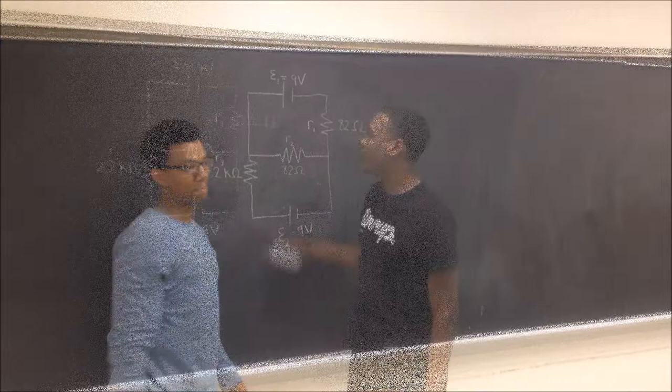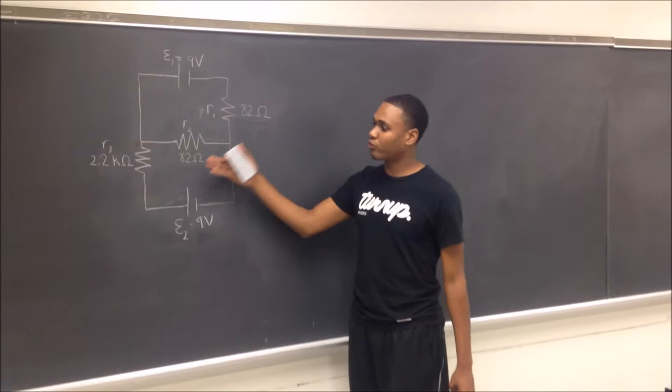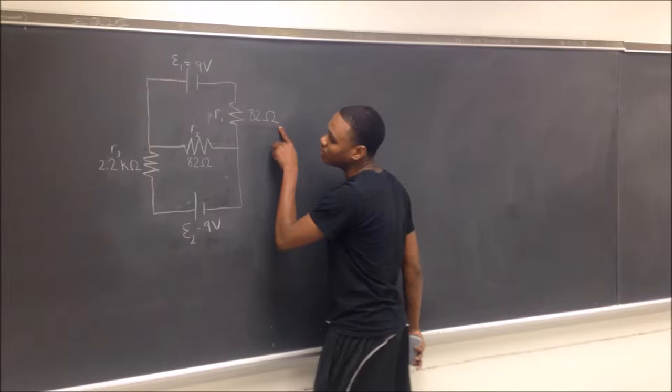All right. This diagram right here represents a circuit that we put together. Right here, we have our first battery, which is 9 volts. Down here, we have our second battery, which is 9 volts. We also have three resistors across the circuit. The first resistor is 82 ohms. The second resistor is also 82 ohms. And the third resistor is 2.2 kilo ohms.